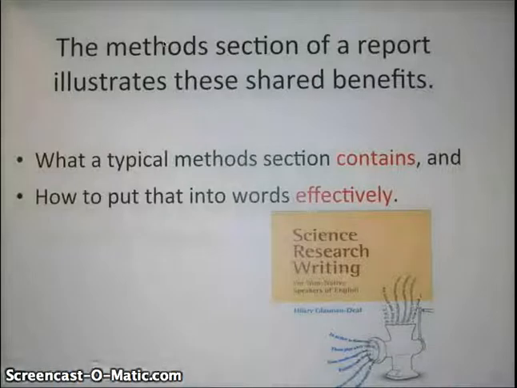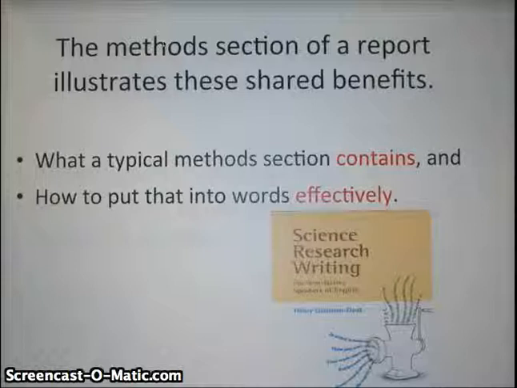The methods section of a report, a lab report or a science fair project, for example, illustrates these shared benefits. Everyone needs to learn what a typical methods section contains, for example, sequences observed or procedures followed. But ELLs also need to learn how to put that into words effectively. Some technical writing books take on both goals together, such as Hilary Glassman-Deal's Science Research Writing for Non-Native Speakers of English.